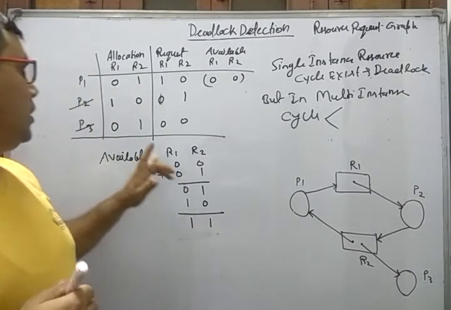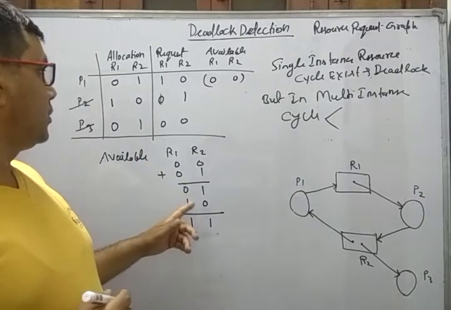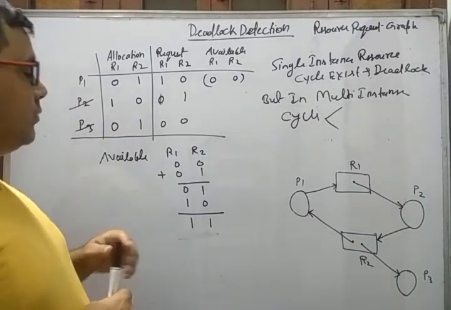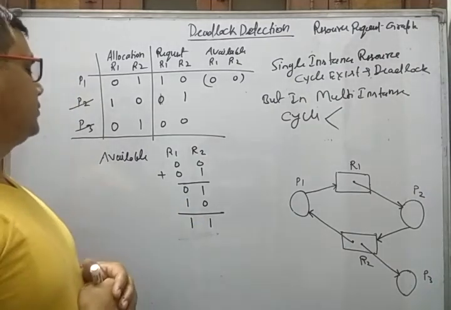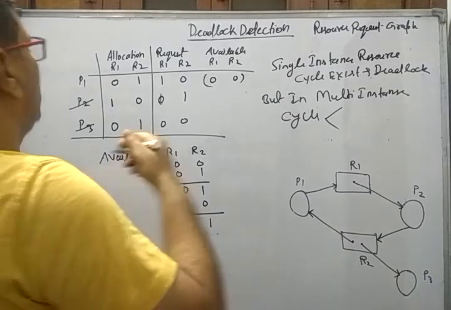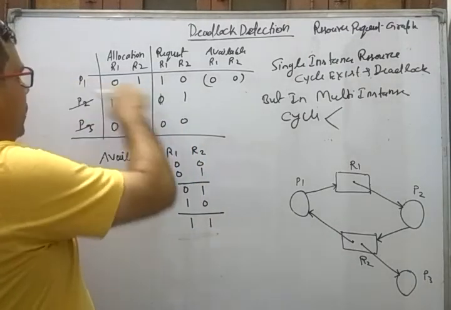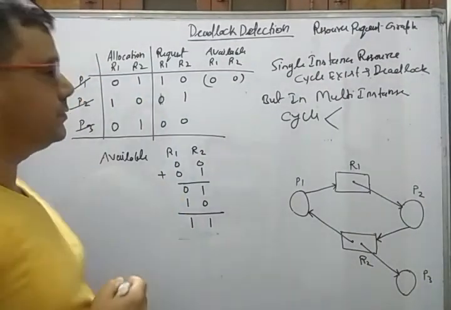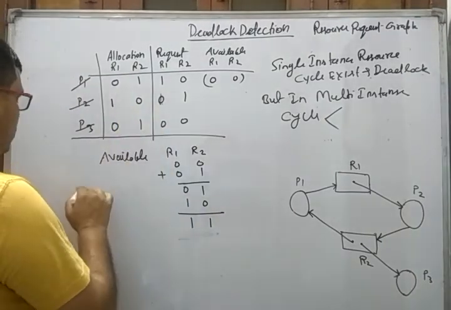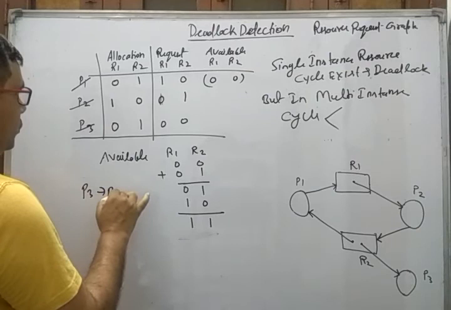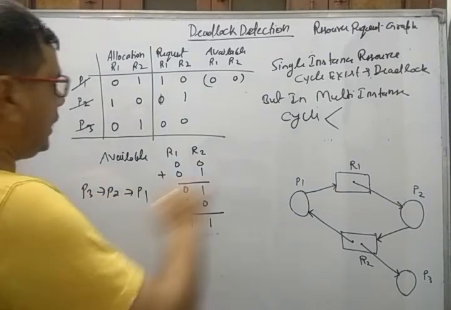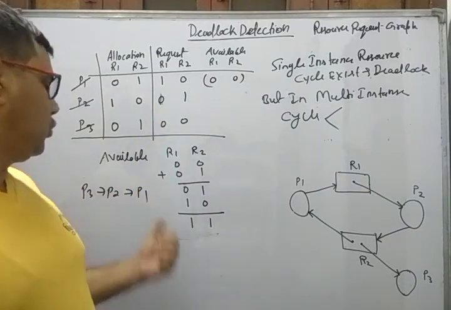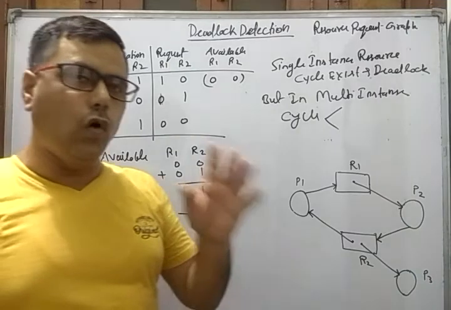Availability is 1, 1. Now again we will match this 1, 1. The request of process P1 can be fulfilled by this 1, 1, which means P1 can execute easily. So all the processes can be executed in the order P3, P2, P1. That means it is a safe sequence and there is no deadlock.